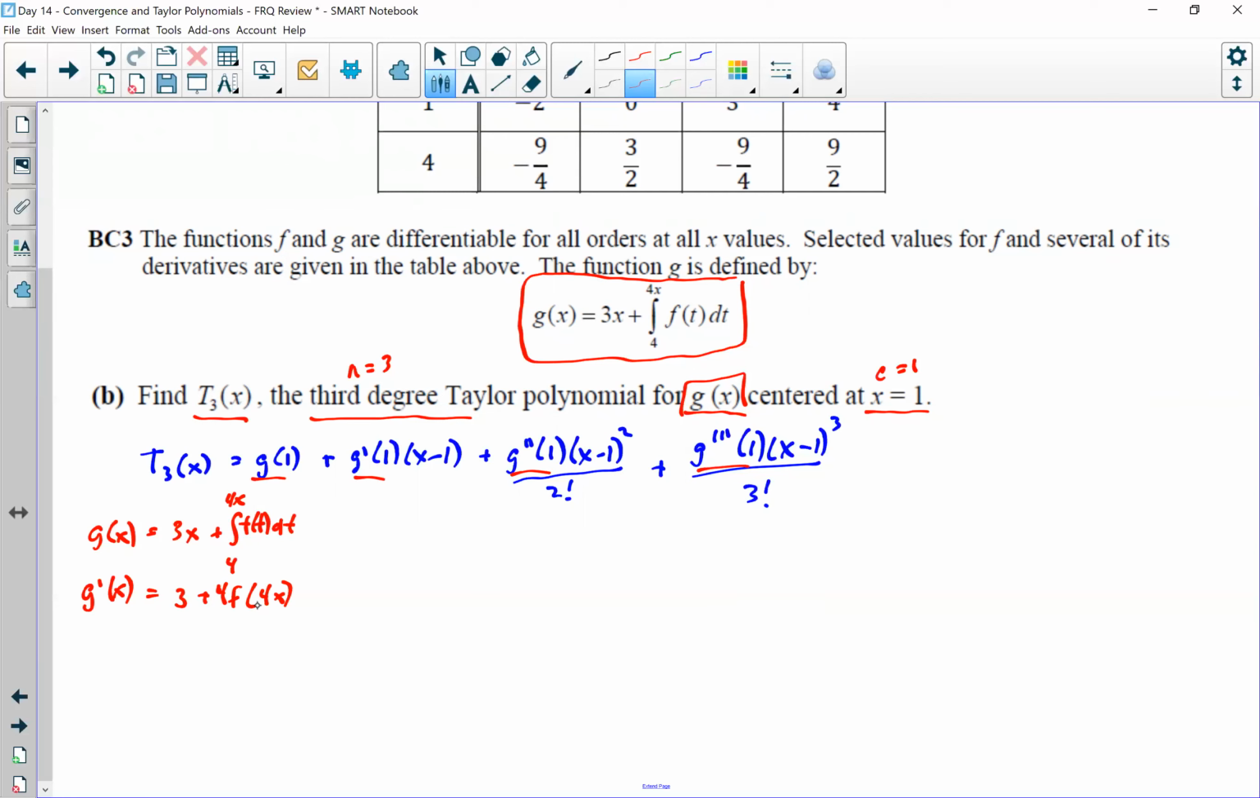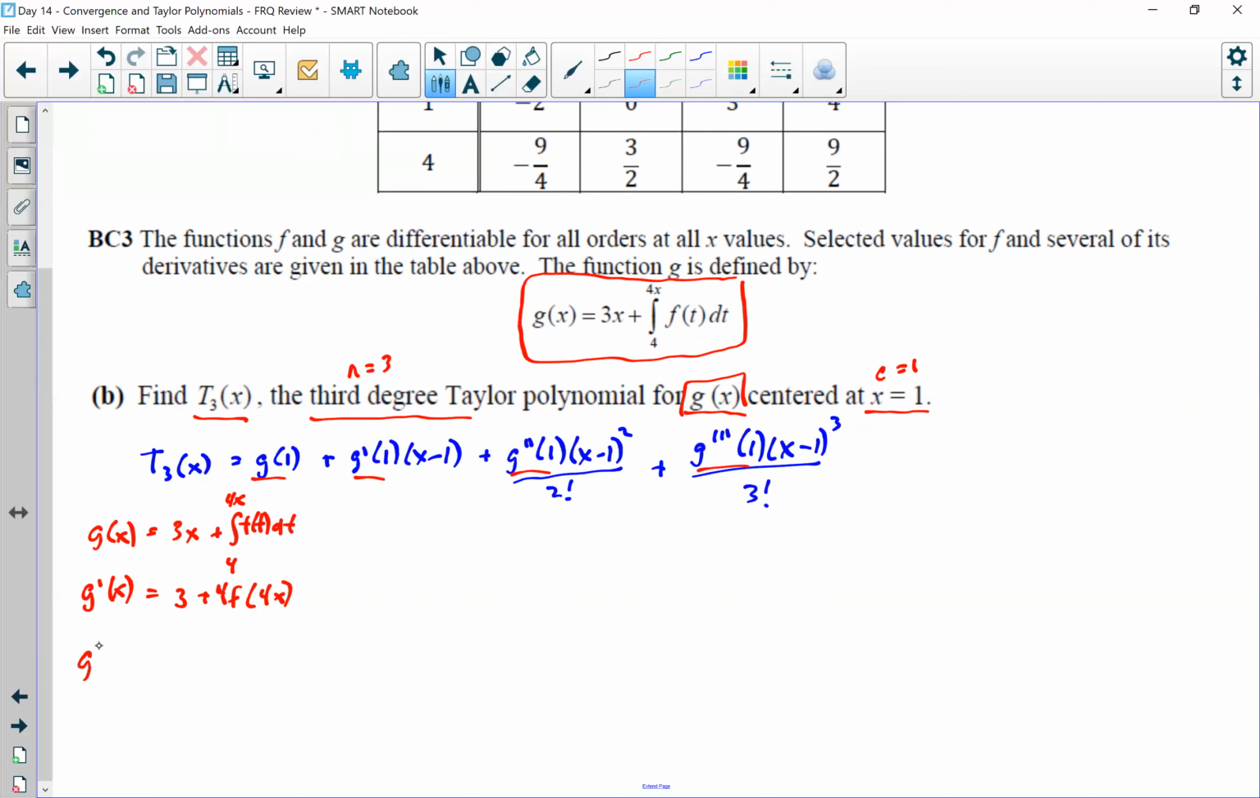So really, g prime of x is going to be 3 plus 4 times f of 4x using the second fundamental theorem of calculus. If you forgot a little bit about that second fundamental theorem, when Tony and I do our connecting AB to BC ideas next week, we'll spend more time on that fundamental theorem again, refreshing it and also making more connections to how that might appear in other BC type questions.